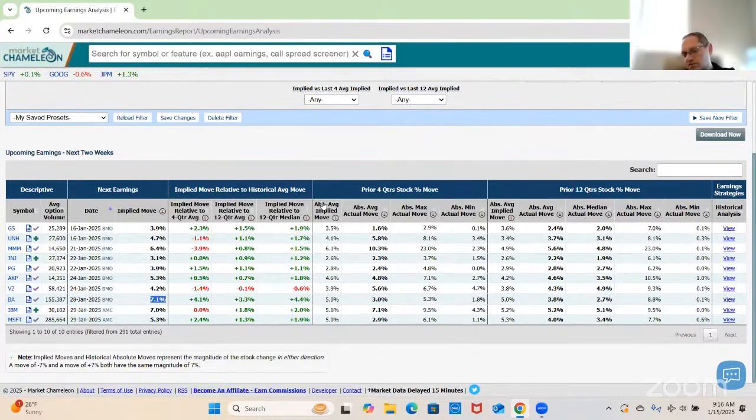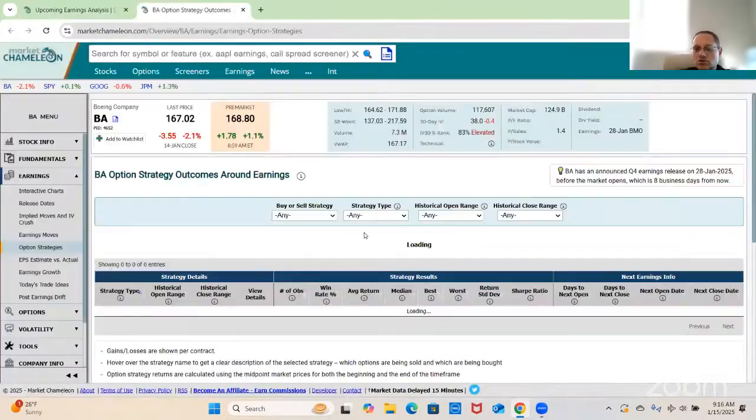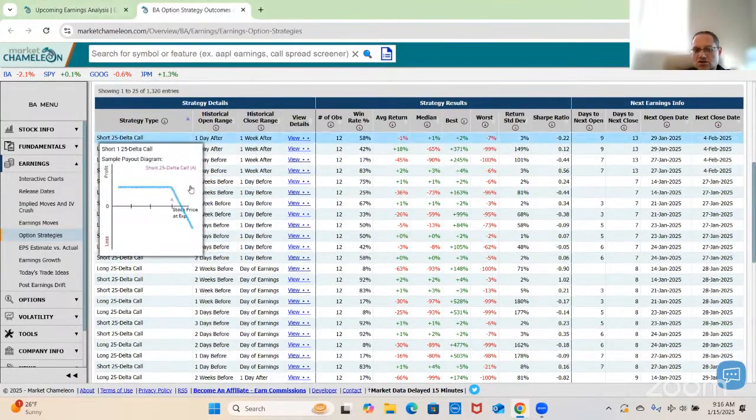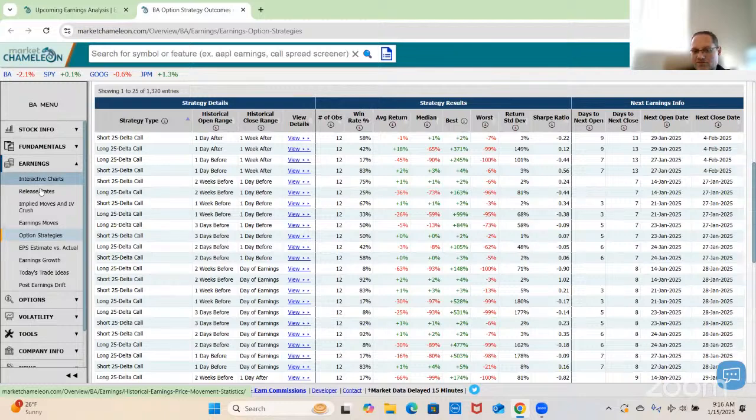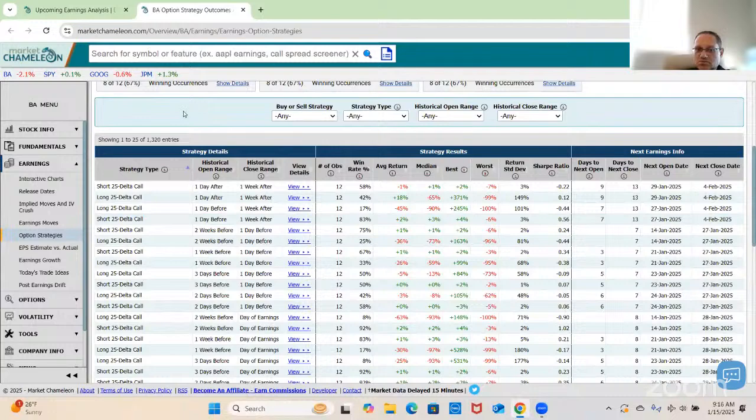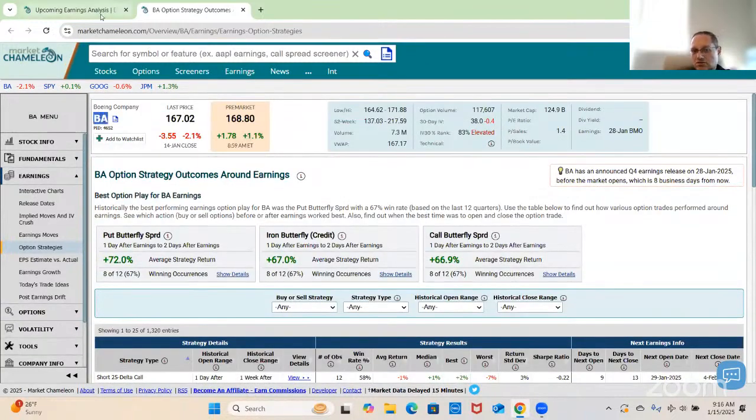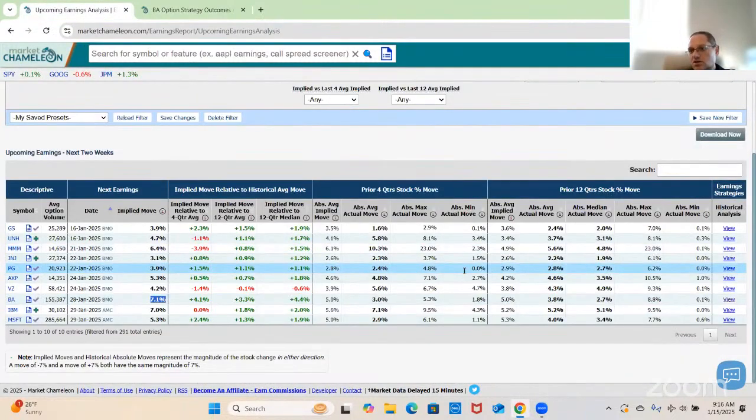So Will, if you want to go further, you could just click on here. It'll take you to another table where you could analyze option strategies, and you have all these other earnings analytics for that specific stock that you click on. However, I'm just going to stay on here today, so as not to get things confused.